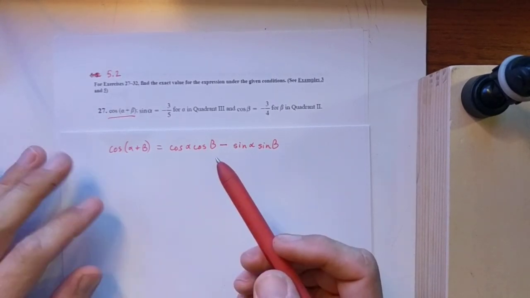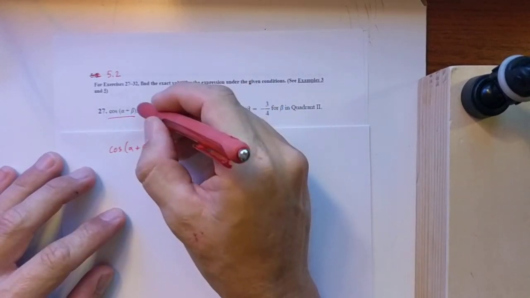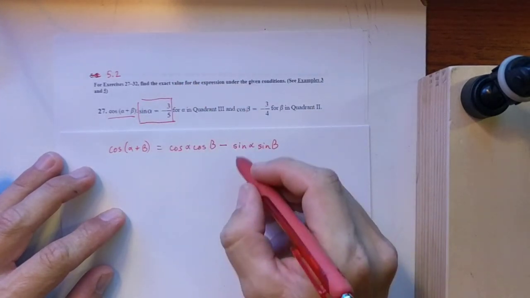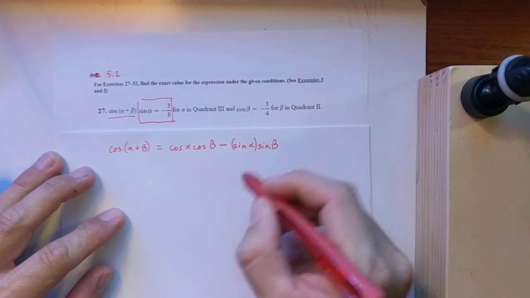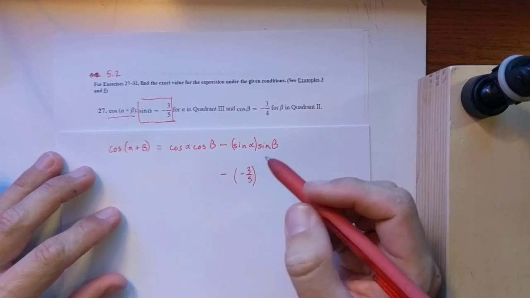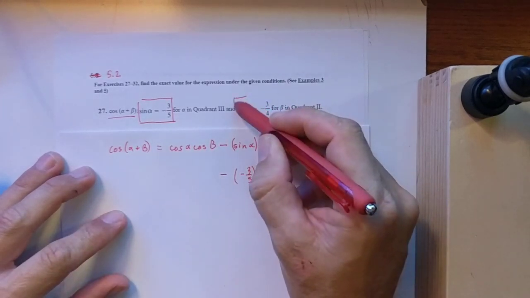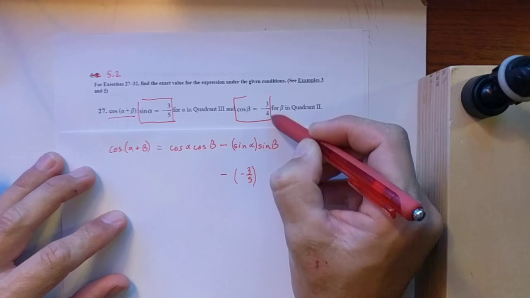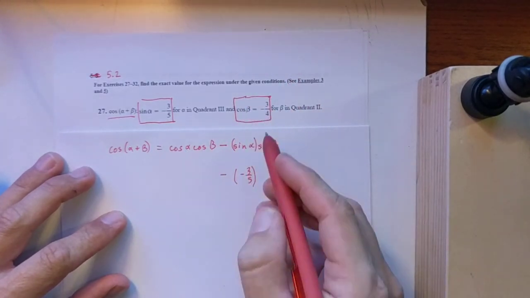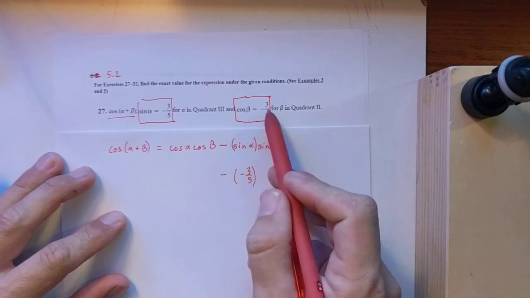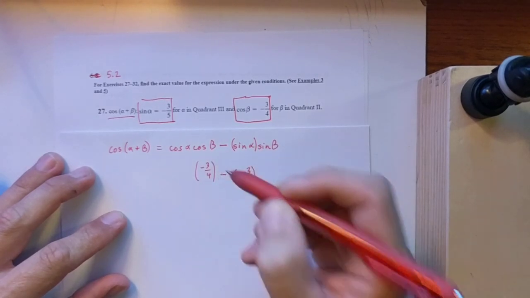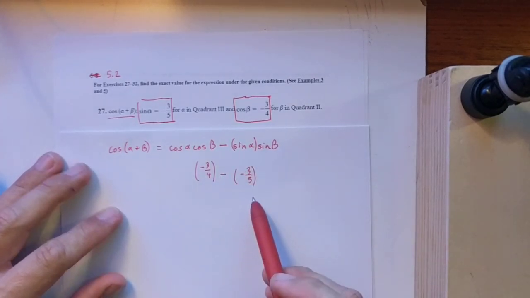Well, there's a couple of things that we already know. One is the sine of alpha is -3/5. So this thing right here is -3/5, and we can go ahead and plug that in right now. Similarly, it also tells us that the cosine of some other angle, beta, this is a different angle from alpha, but the cosine of that angle is -3/4. Sorry about that.